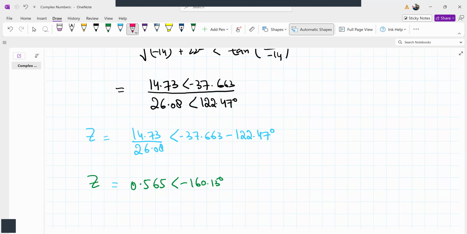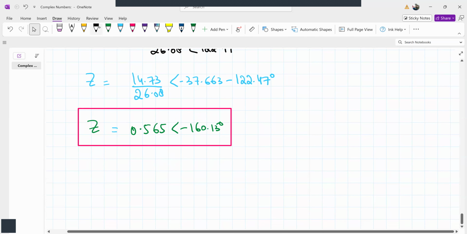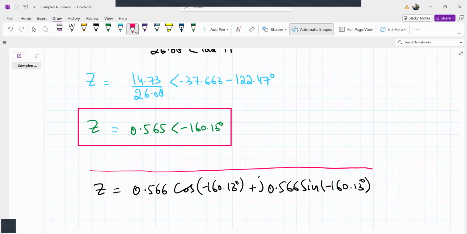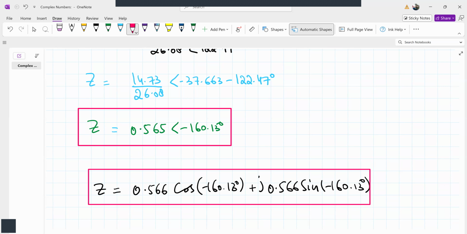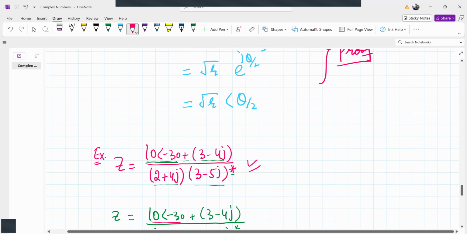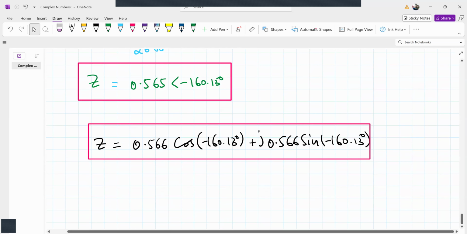So this is the result in polar form. Now you can also convert it into rectangle form. Suppose the answer is given in rectangle form. You can write this as 0.566 cosine of minus 160.13 degrees plus j 0.566 sine of minus 160.13 degrees. Okay, this is the rectangle form. Now compute the cosine and sine of 160.13 degrees. You will get the answer in rectangle. Okay, so our complex number was something like this. So now the result is here, either in polar form or rectangle form.